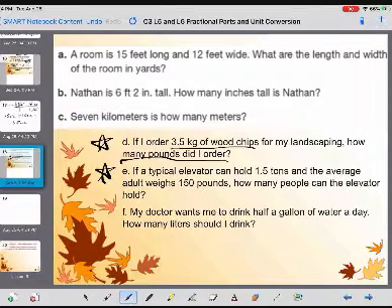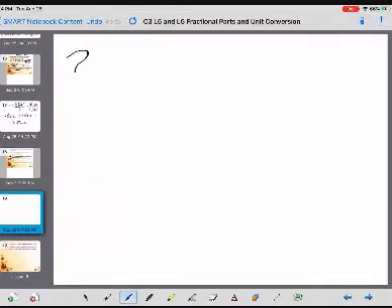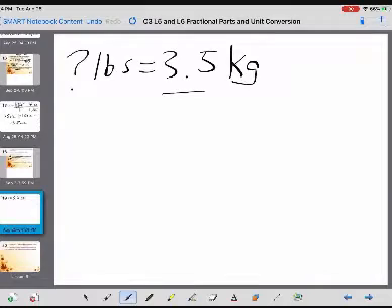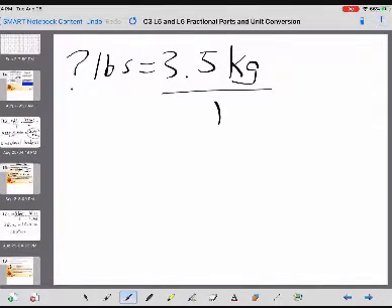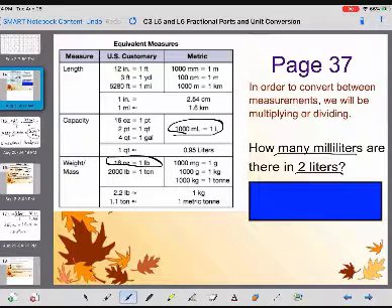So again, what are we trying to solve for? Pounds equals, what are we given? 3.5 kilograms, and I'll just put it over 1. We have to think, how many pounds are going to be in 1 kilogram? I go back to my conversion chart, and what we see at the bottom here is 2.2 pounds in 1 kilogram. I covered part of that up when we just cleared up, but yes, we have 2.2 pounds in 1 kilogram.